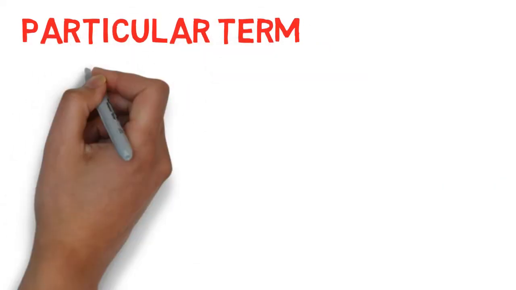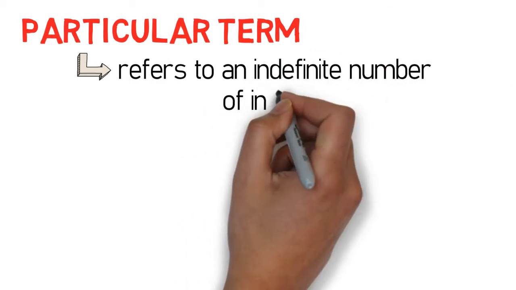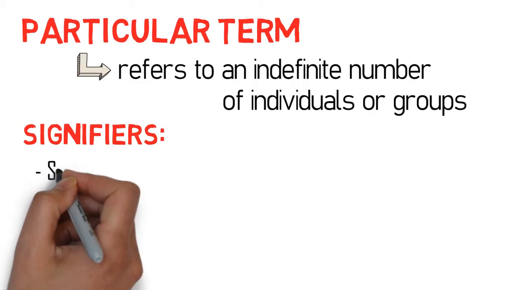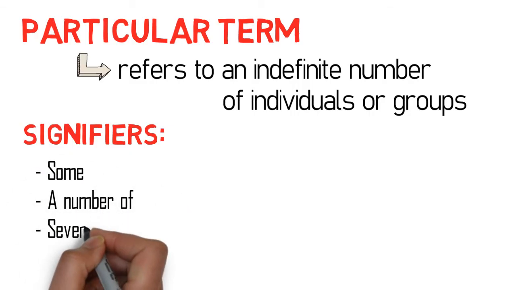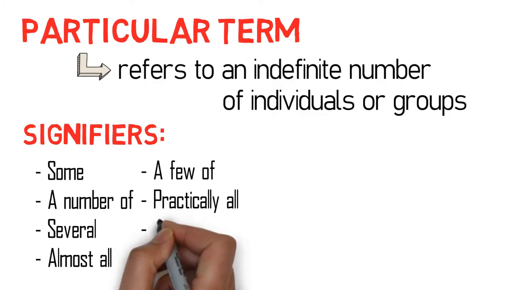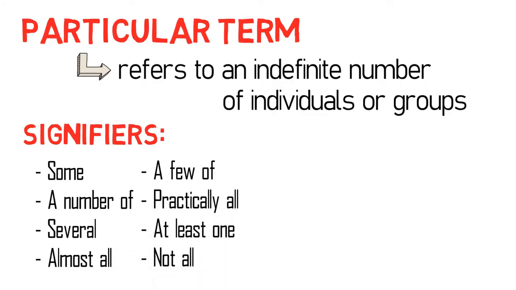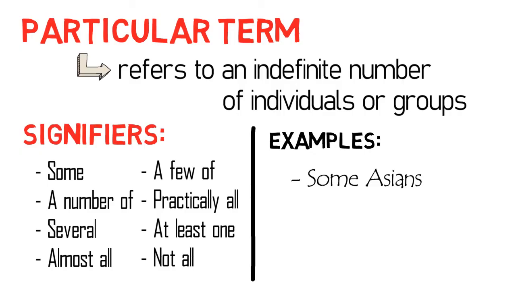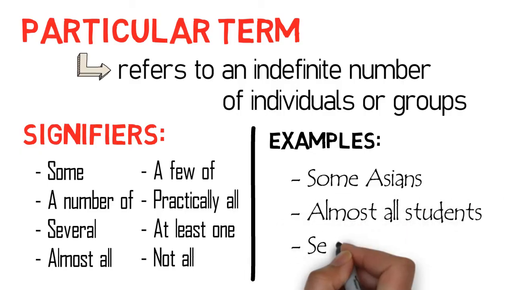A particular term is one that refers to an indefinite number of individuals or groups. Some signifiers of a particular term are some, a number of, several, almost all, a few of, practically all, at least one, not all, and the like. Hence, if a term is signified by at least one of these signifiers, then we conclude that that term is a particular one. Examples: some Asians, almost all students, several politicians.